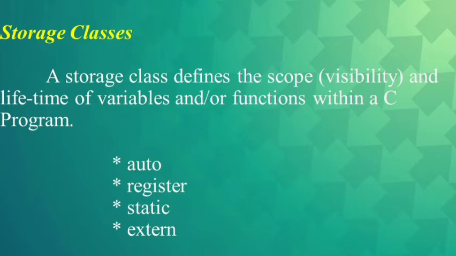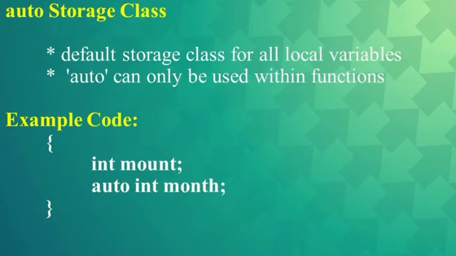The first storage class is the auto storage class. The auto storage class is the default storage class for all local variables. This example code defines two variables within the same storage class. The auto can only be used within functions, that is, the local variables.